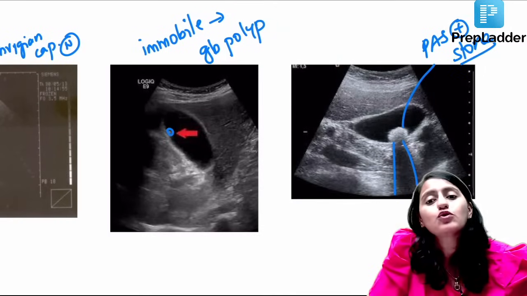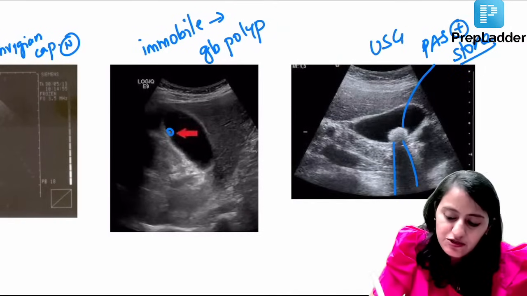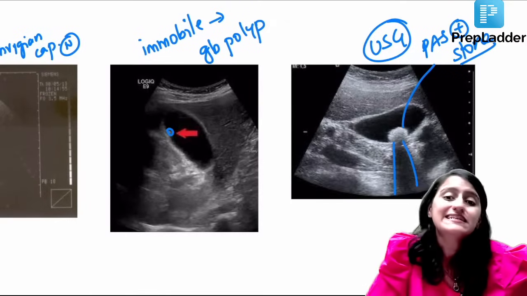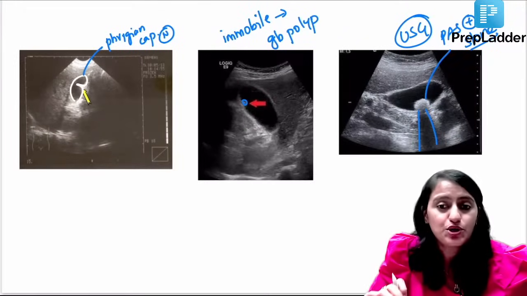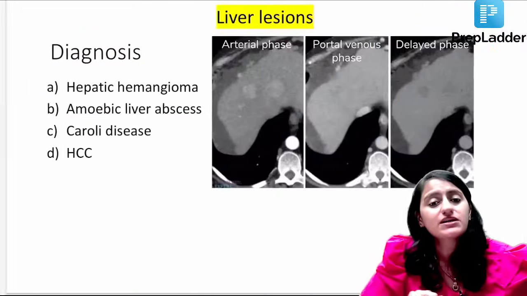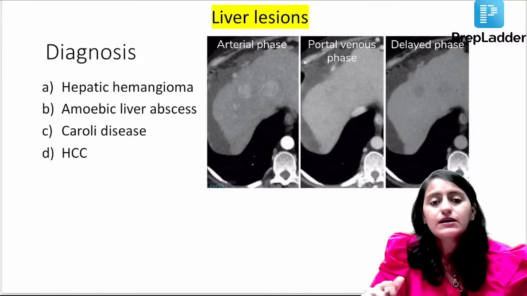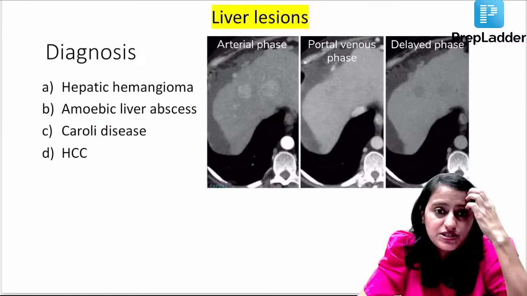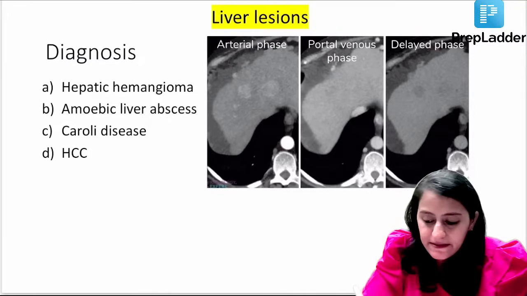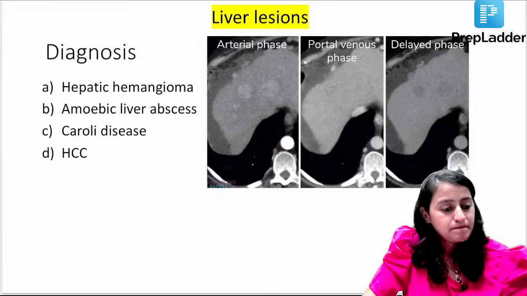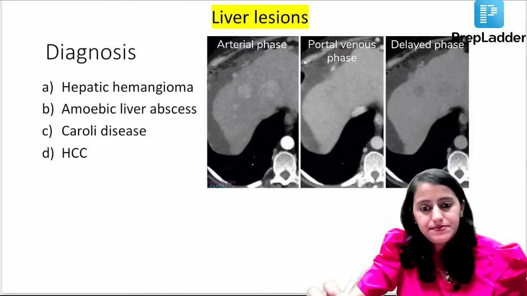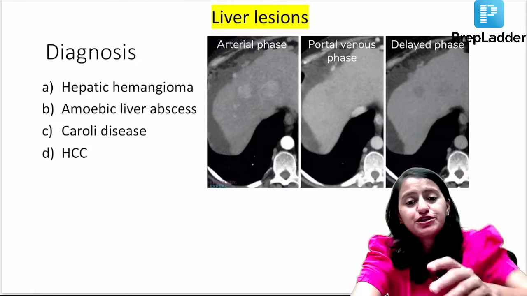It is a gallstone. What is the investigation of choice for gallstone? USG. For renal stone, ureteric stone, CT. Why? Because gallstones are not calcified generally. Okay, so this is gallstone, posterior acoustic shadowing, right? Look at this one in the liver lesion. What do you think? It's a hemangioma, liver abscess, cholangiocarcinoma or HCC? Yes. How do you identify?